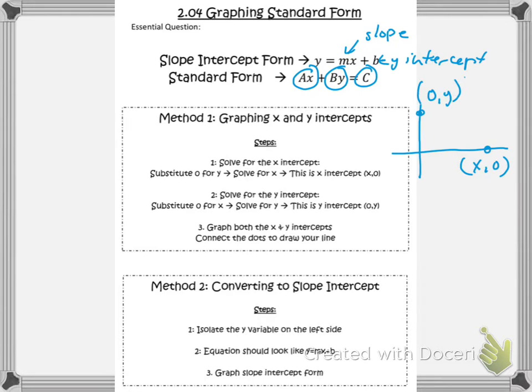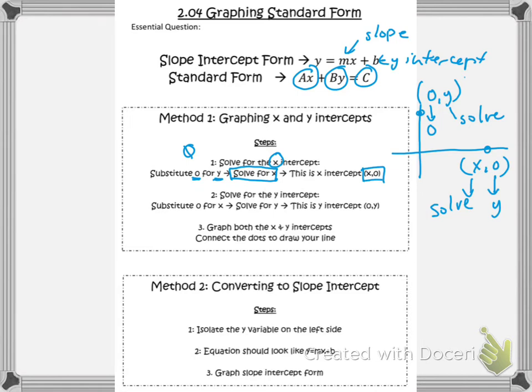That means that if we want to graph it using the x and y intercepts, we're going to plug in 0 for x and then solve for y. Or if we're looking for the x-intercept, we're plugging 0 in for y and solving for x. And that's pretty much what the steps are, right? To solve for the x-intercept, you substitute 0 for y and solve for x. This is the x-intercept, in the form x comma 0.